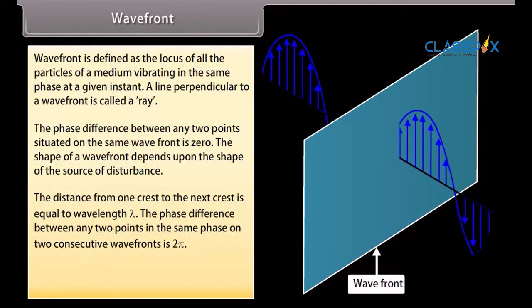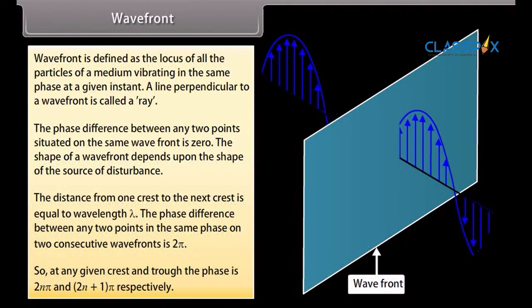The distance from one crest to the next crest is equal to wavelength lambda. The phase difference between any 2 points in the same phase on 2 consecutive wave fronts is 2 pi. So, at any given crest and trough, the phase is 2n pi and (2n plus 1) pi respectively, where n is an integer.